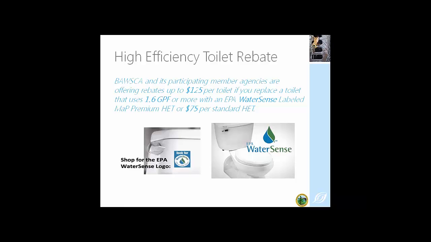But the good news is that most toilets in the area are old. Most of the buildings are old, and so if you're replacing it, it's likely flushing at 3.5 or more.